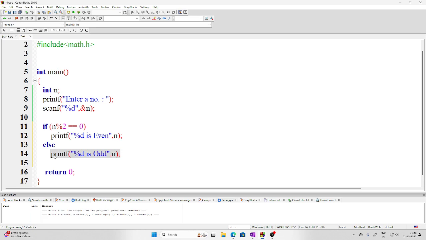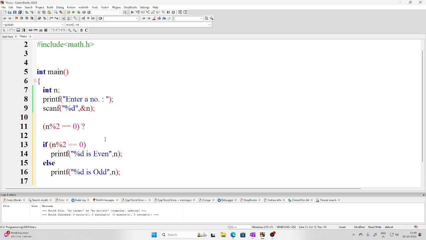Is there any other way of writing the same program? Yes, there is another way, and that is what we call using ternary operators to perform this task. So what is the step? First, you have to write the condition.